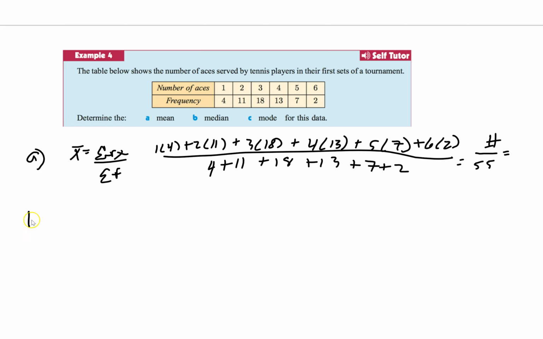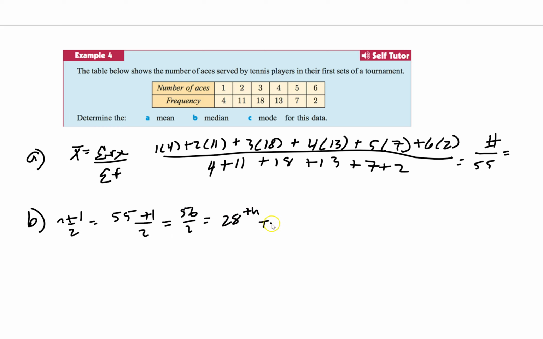Now, B is we need to find the median. Again, with a huge list of numbers like that, you want to use the formula, n plus 1 over 2. In this case, n is 55 because that's the total number right there. Plus 1 over 2, which is going to be 56 divided by 2, or the 28th.